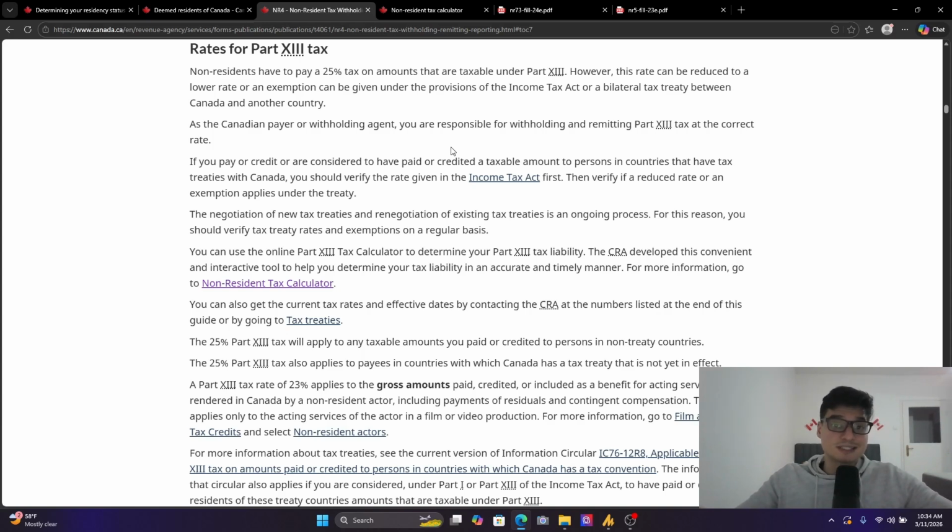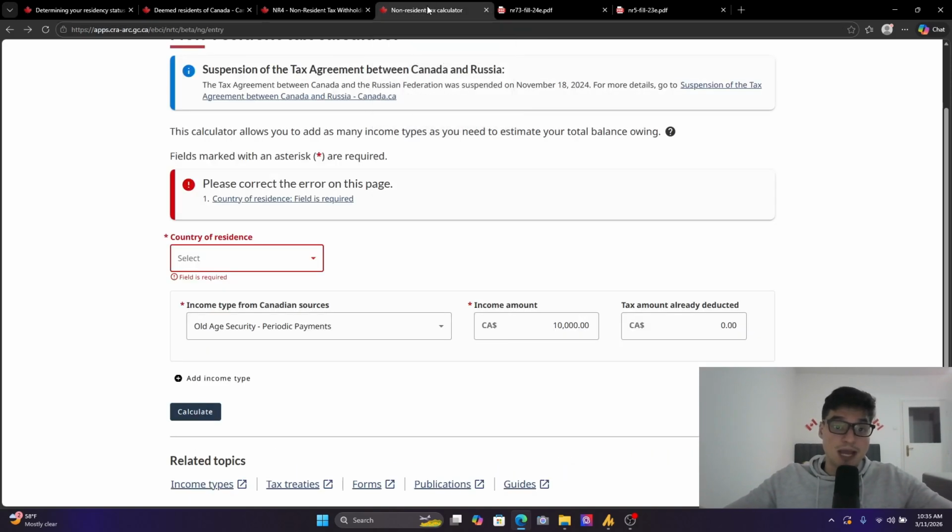Well, for non-residents, you have to pay a 25% tax on amounts that are taxable under this part. However, this can be reduced to a lower rate based on a treaty between Canada and the other country. But as a rule of thumb, if there are no treaties, you're going to pay 25% withholding tax. So if you have a Canadian pension or old age security, 25% will be withheld, right? That's actually quite a bit. If we're talking $10,000, that means $2,500 will be withheld from you. So quite a bit, and quite bad for you there.